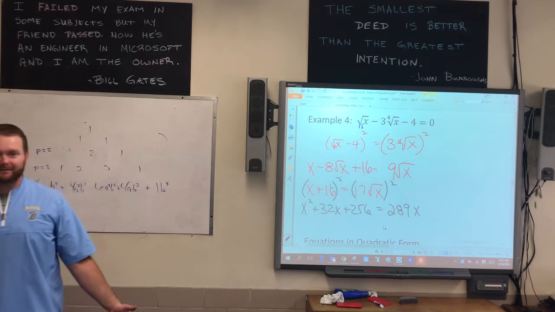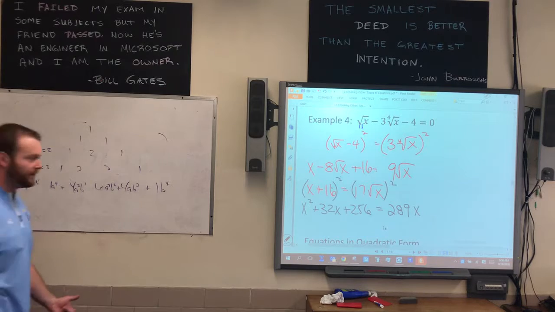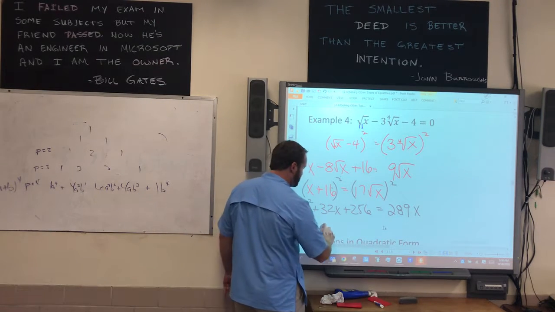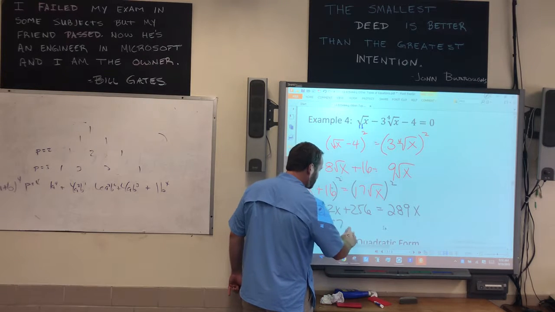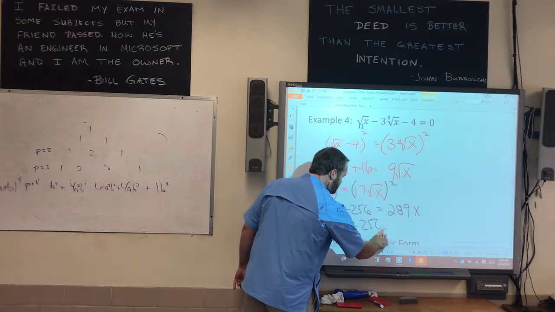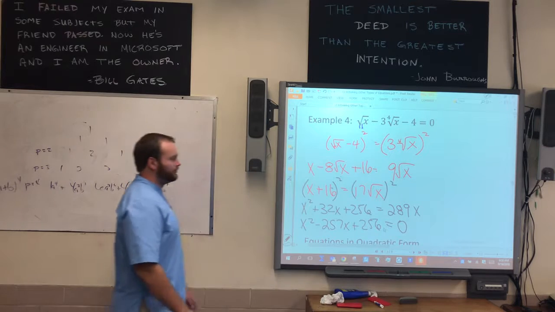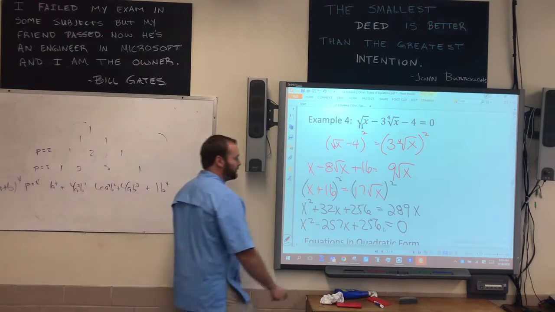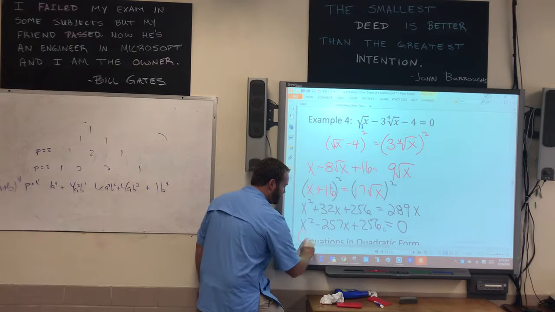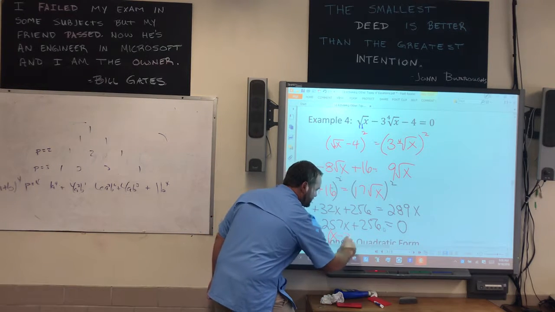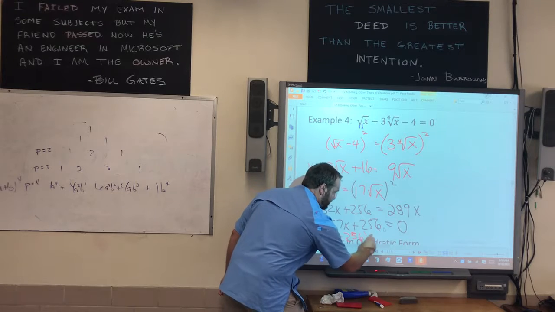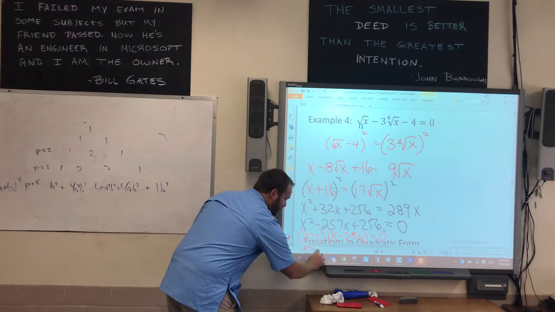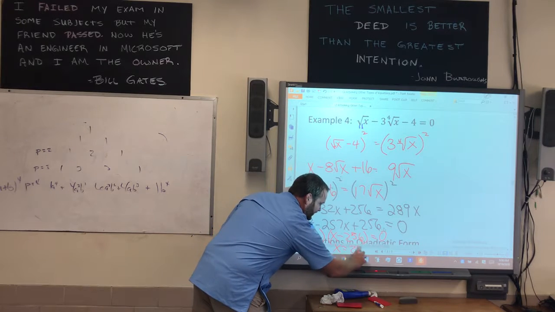What's nice about that? It's quadratic, right? We go through and we say x squared, move my 289x over, gives me negative 257x plus 256 equals 0. Hopefully you guys look at that. You can factor that quickly. x minus 1, x minus 256 equals 0. So then x is 1 and x is 256.